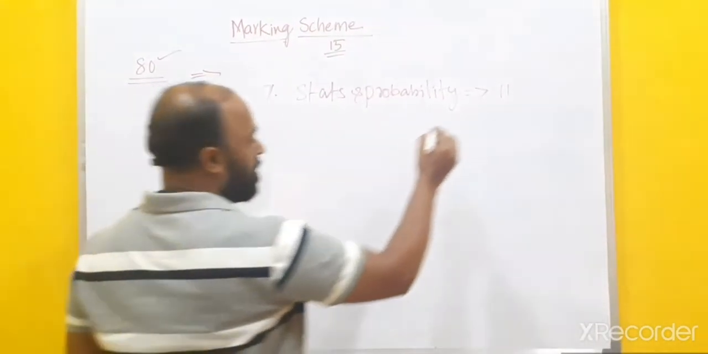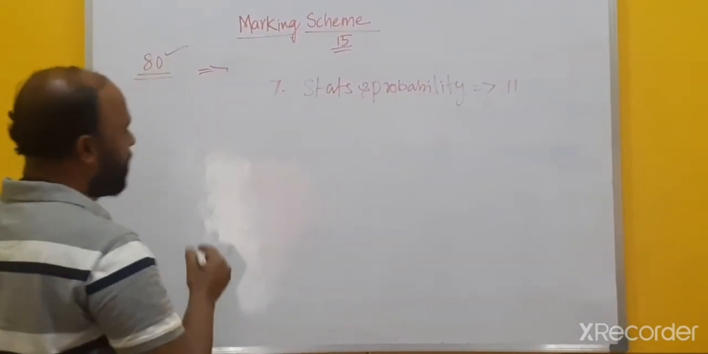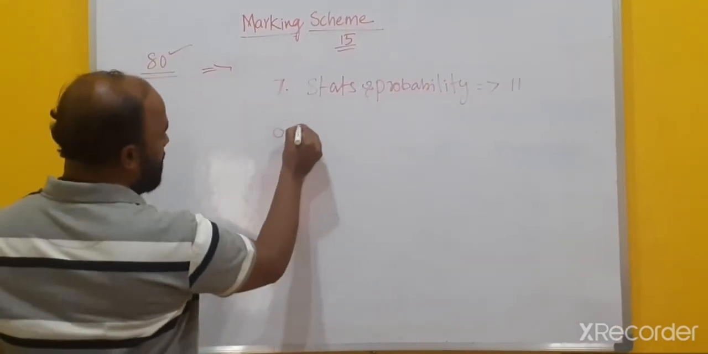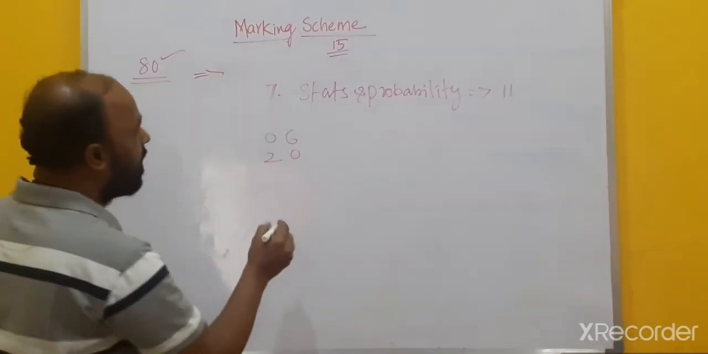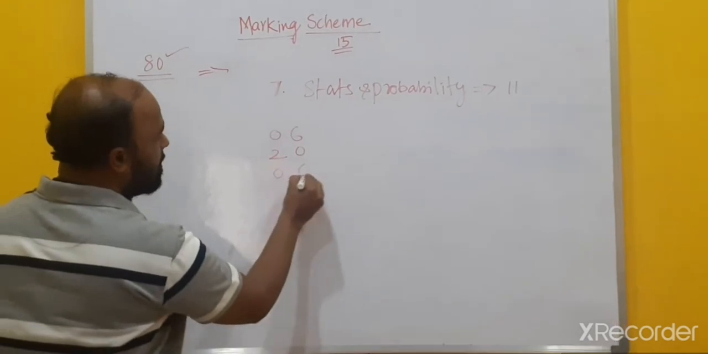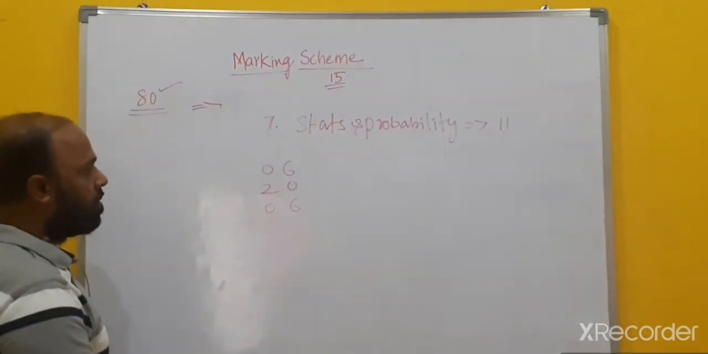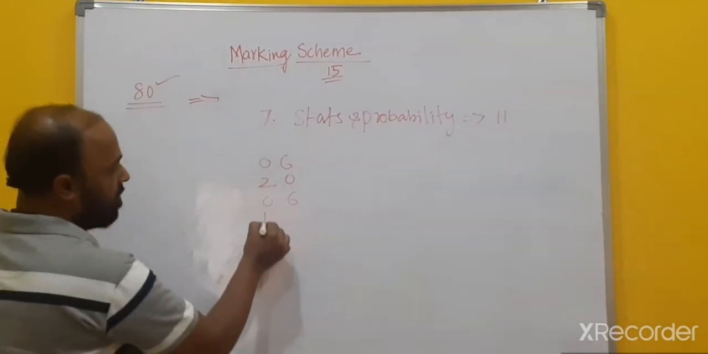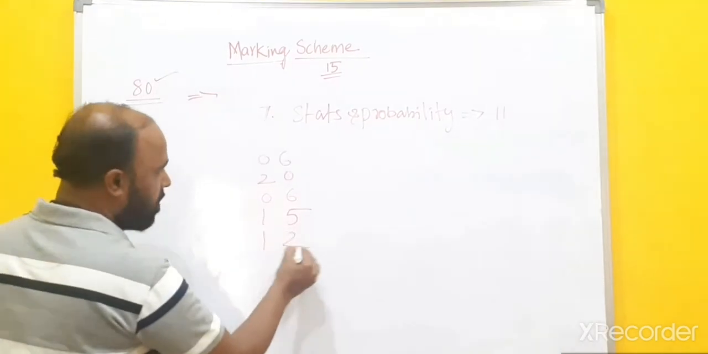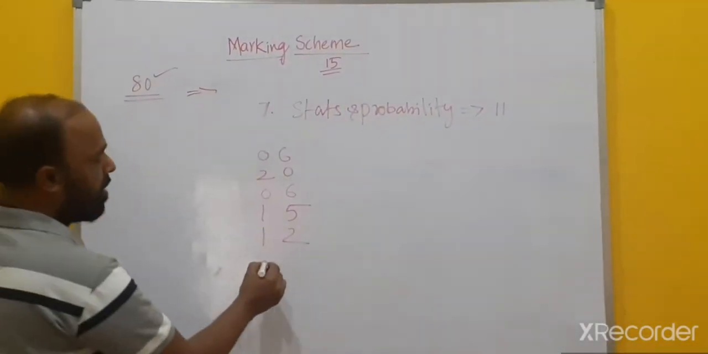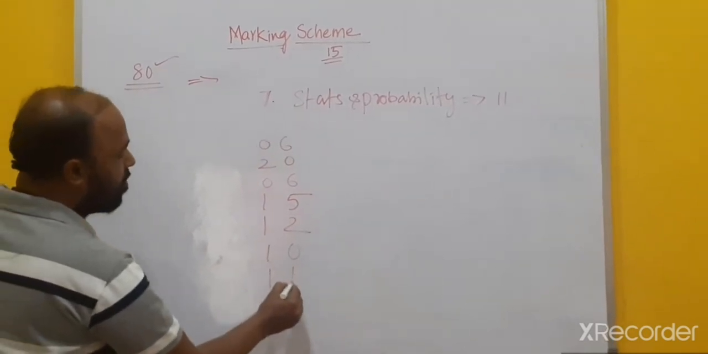This year, the last one is how many marks? 11 marks. Now we will do the total. What does the first chapter contain? 6 marks. The second one is 20 marks, and the third one is again 6 marks. The fourth one, related to geometry, is 15 marks, and trigonometry is 12 marks. Then mensuration is 10 marks, and stats is 11 marks.